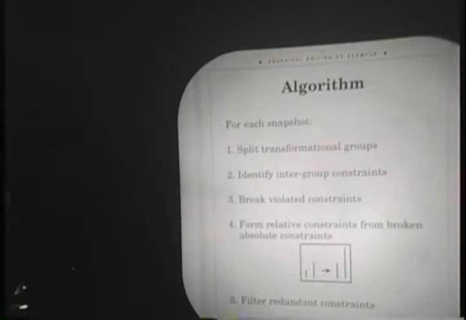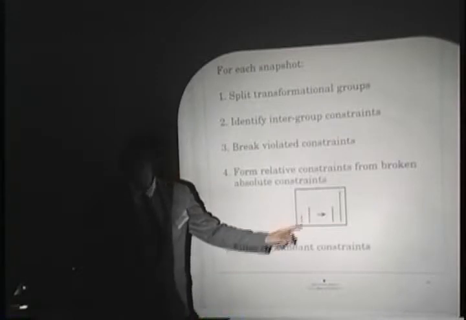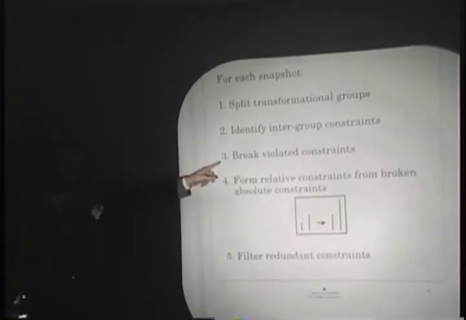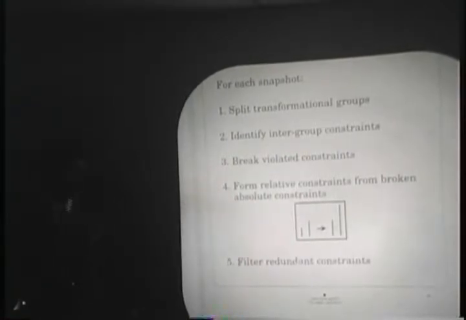Here's an example of the use of violated constraints in order to create a new kind of constraint, relative constraints. Let's say after the initial snapshot, we have a fixed length constraint on the first segment that says it must be 1 unit long, and the second segment must be 2 units long. After the second snapshot, the first segment has become 2 units long and the second segment has become 4 units long. Well, both of the fixed distance constraints that we had in the initial snapshot are violated.